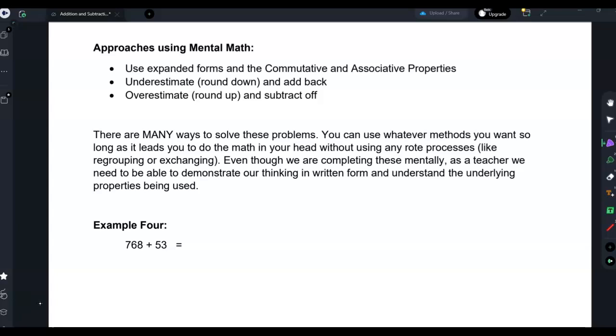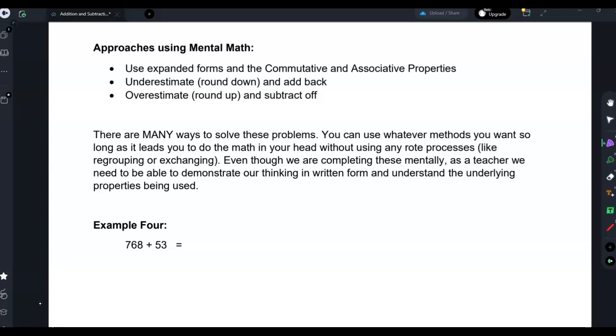Then use your commutative and associative properties. So put your hundreds together, put your tens together, put your ones together. Start with that, and then you can use some other strategies. You can underestimate, round down, and then add it back later, or you can overestimate, meaning round up, and then subtract it off later. So those are good skills to have.